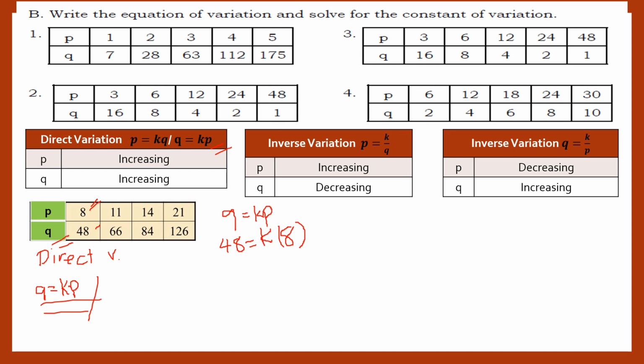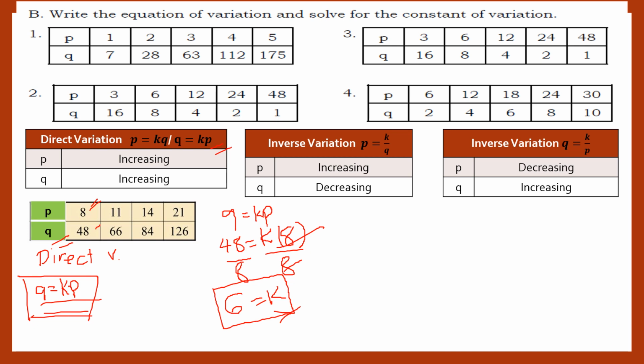So, what you're going to do, para makuha yung constant, divide lang natin siya both sides by the number na kasama ng k, which is 8. Para ma-cancel yung 8 doon, your k is equal to 6. So that is your constant of variation. So meron ka ng constant, ito naman yung sagot mo sa equation.